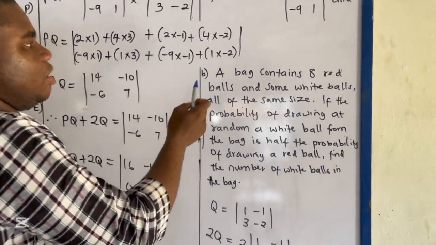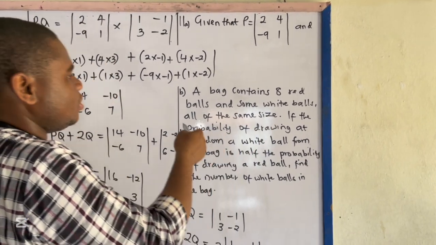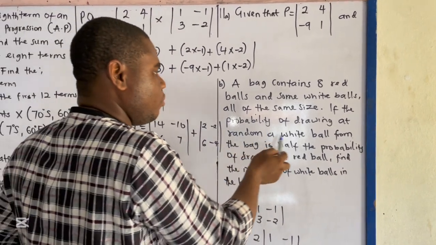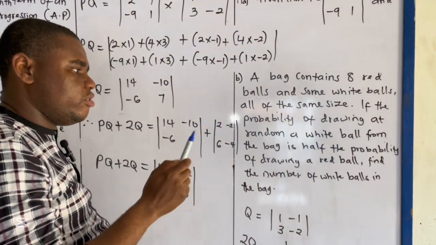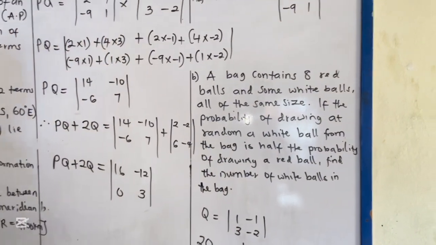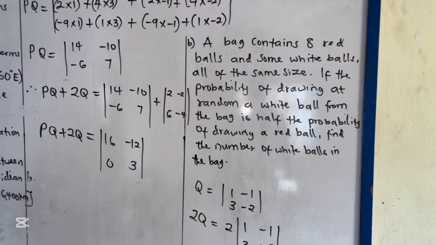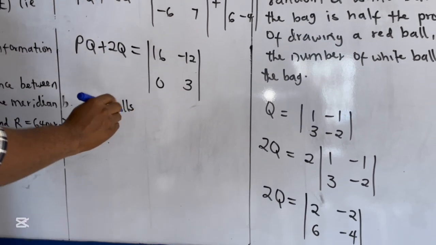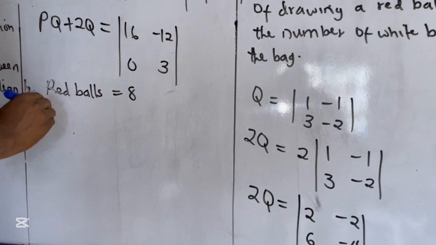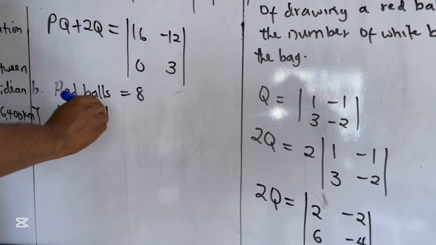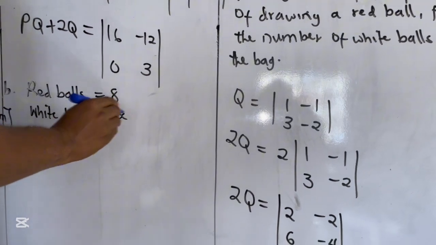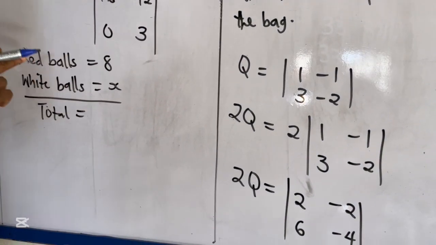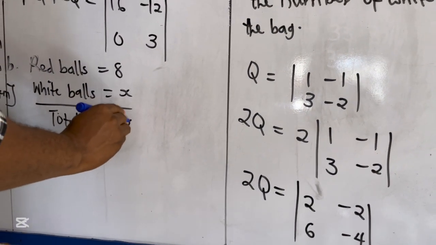Alright, for the B part, a bag contains 8 red balls and some white balls, all of the same size. If the probability of drawing at random a white ball from the bag is half the probability of drawing a red ball, find the number of white balls in the bag. Alright, so from the question we have that red balls are 8, then the white balls have not been given. So now let's find the total. The total will be the red plus the white, that is 8 plus x.